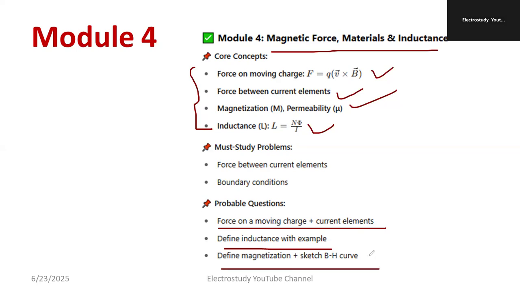Define the magnetization. Study the BH curve. So you have to study about permeability, coercivity, retentivity. Those parameters you should understand. Then the must-study problems are force between the current and element. If you understand this equation, surely you can apply it.